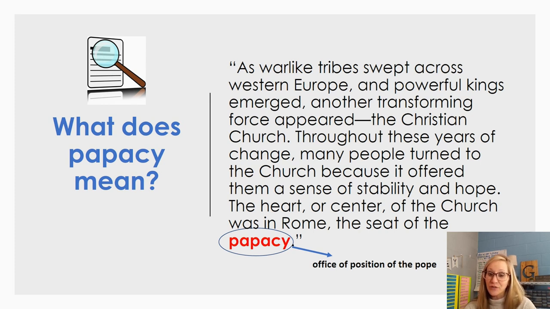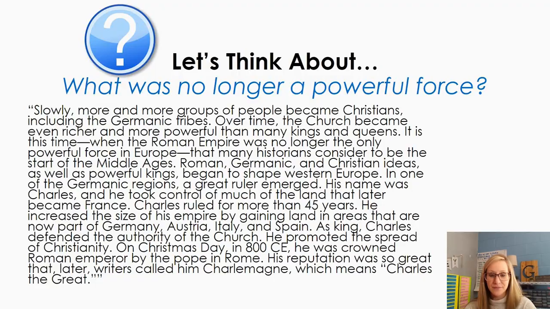Let's continue finding out what happened during this time period. Slowly, more and more groups of people became Christians, including the Germanic tribes. Over time, the church became even richer and more powerful than many kings and queens. It is this time, when the Roman Empire was no longer the only powerful force in Europe, that many historians consider to be the start of the Middle Ages. Roman, Germanic, and Christian ideas, as well as powerful kings, began to shape Western Europe.